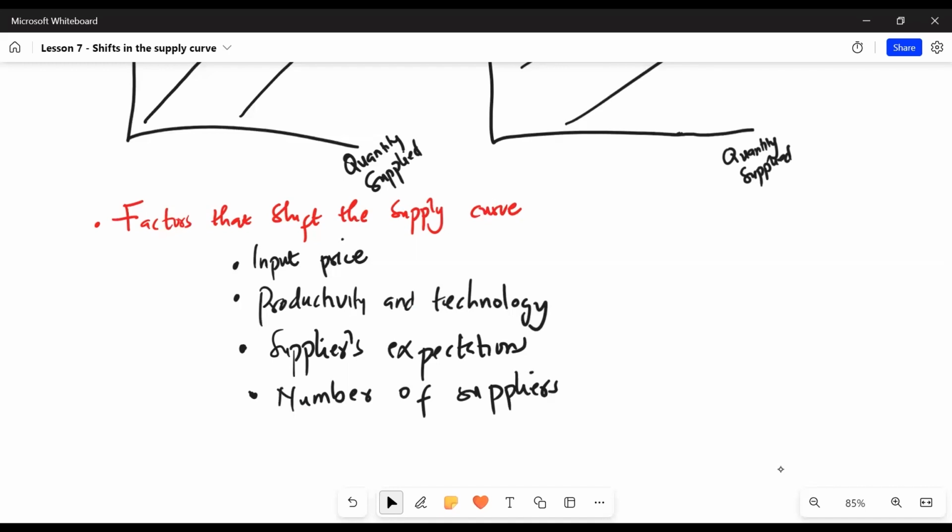This is all for our lesson on shift in the supply curve. Our next lesson will be on shift in the supply curve versus movement along the supply curve.